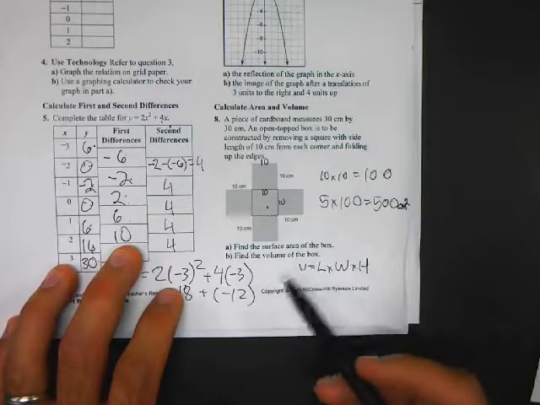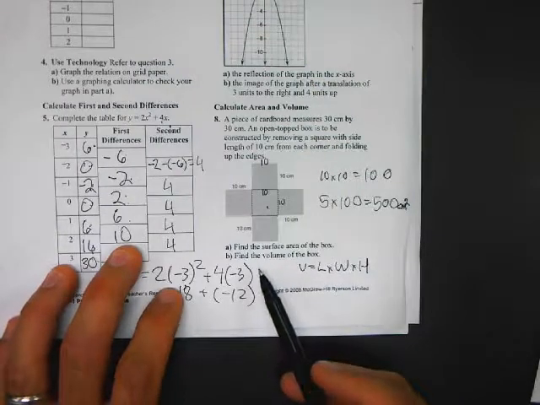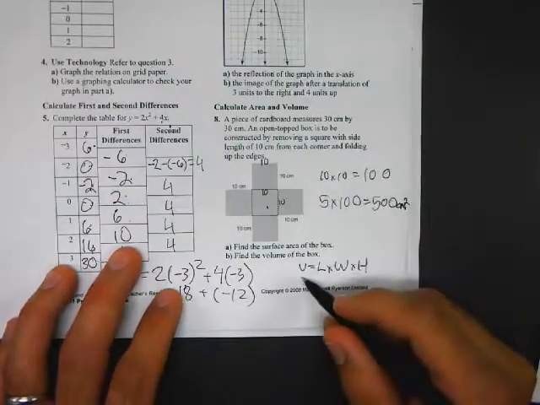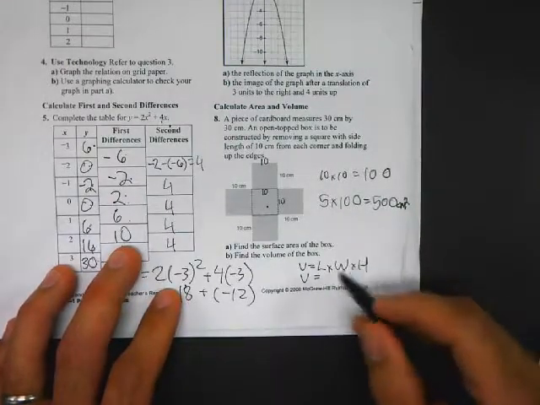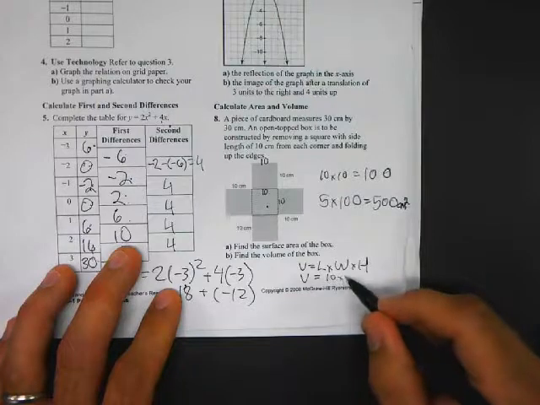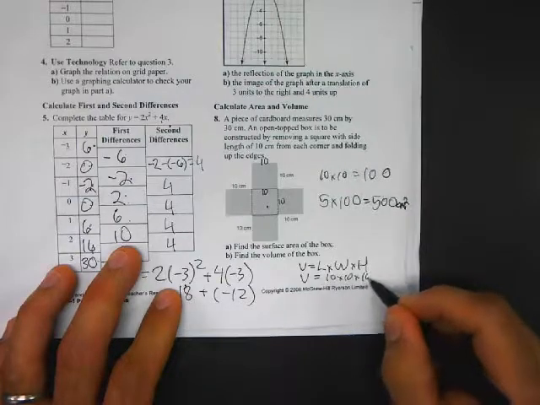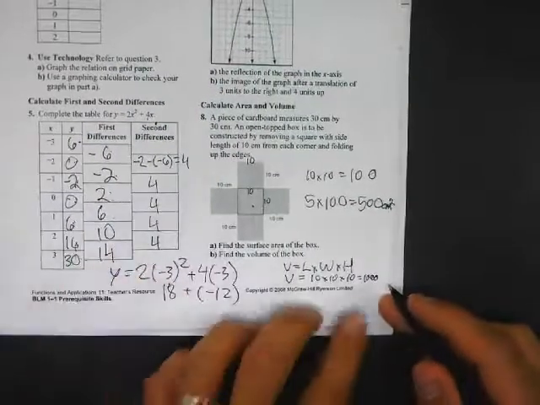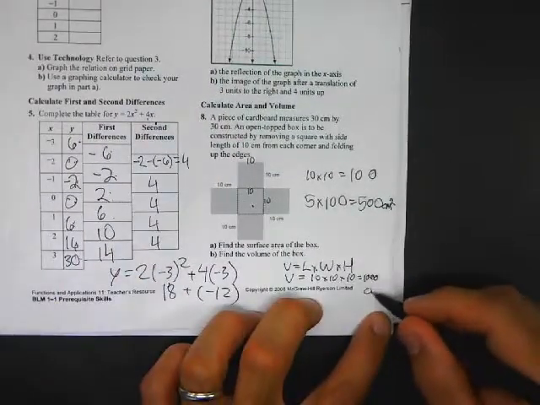Because this is a cube, we could have also just gone side length cubed, and that would have worked as well. Because that's what we're doing actually, is 10 times 10 times 10. And you get 1,000, and the difference now is this is going to be centimeters cubed.